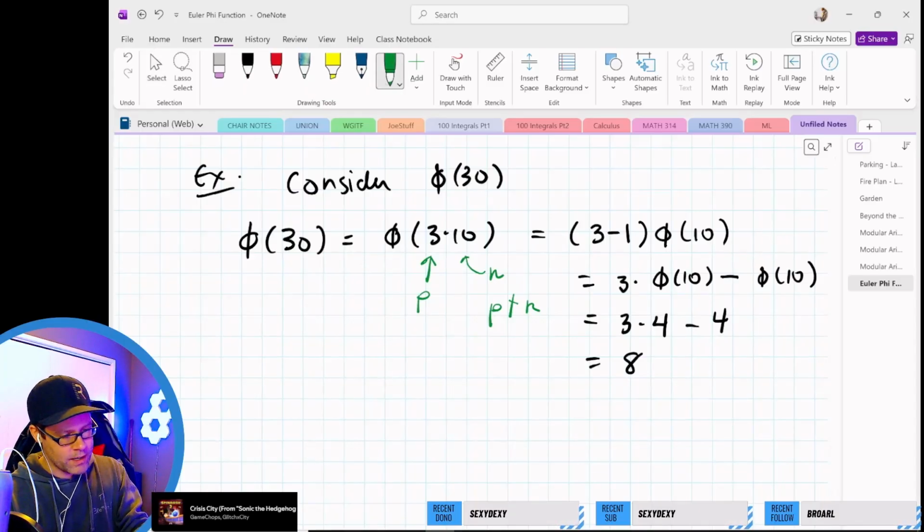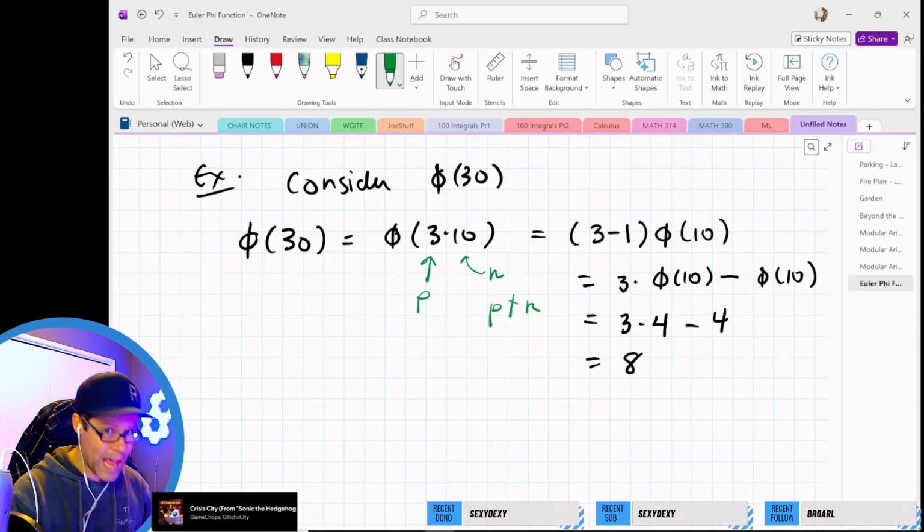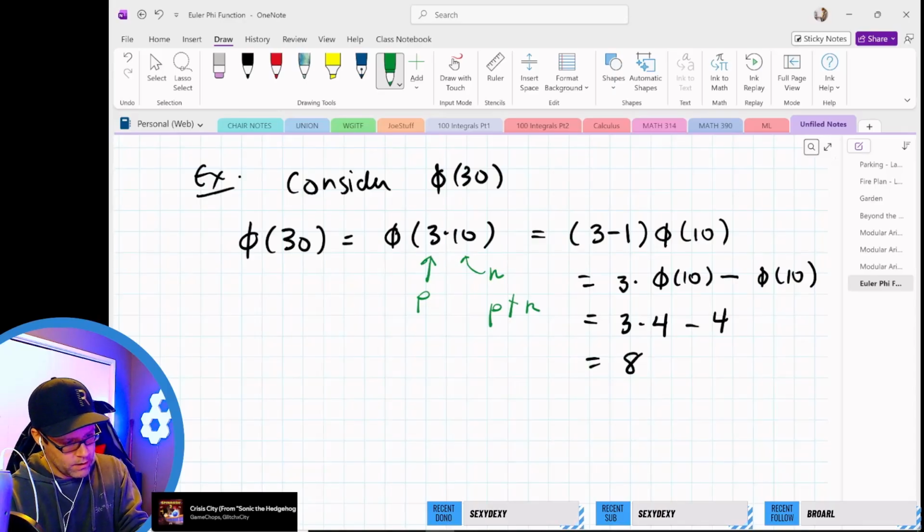So let's see if that is the case. Now we're going to be arranging these in rows of 10, because that's our n. So we have 1, 2, 3, 4, 5, 6, 7, 8, 9, 10.